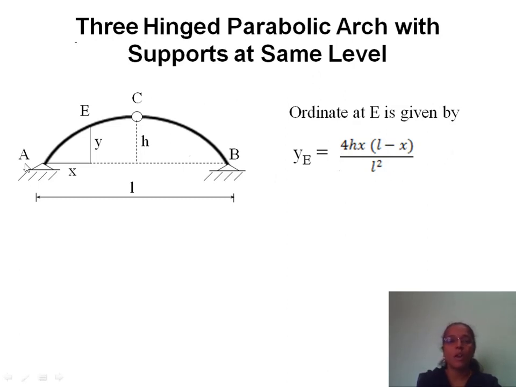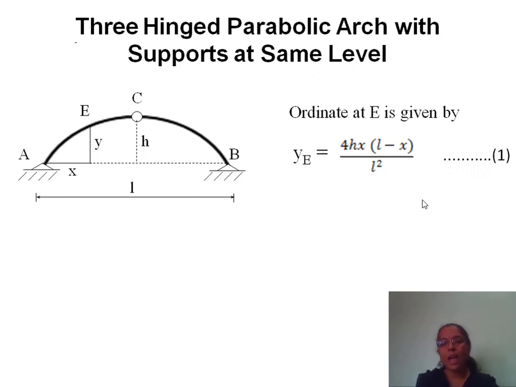So the ordinate at any point on the rib of the arch is given by 4hx by L square into (L minus x), where h is the rise of the arch, L is the span of the arch, and x is the distance of the point under reference measured from the support. That is the ordinate at E. Let us take it as equation 1.